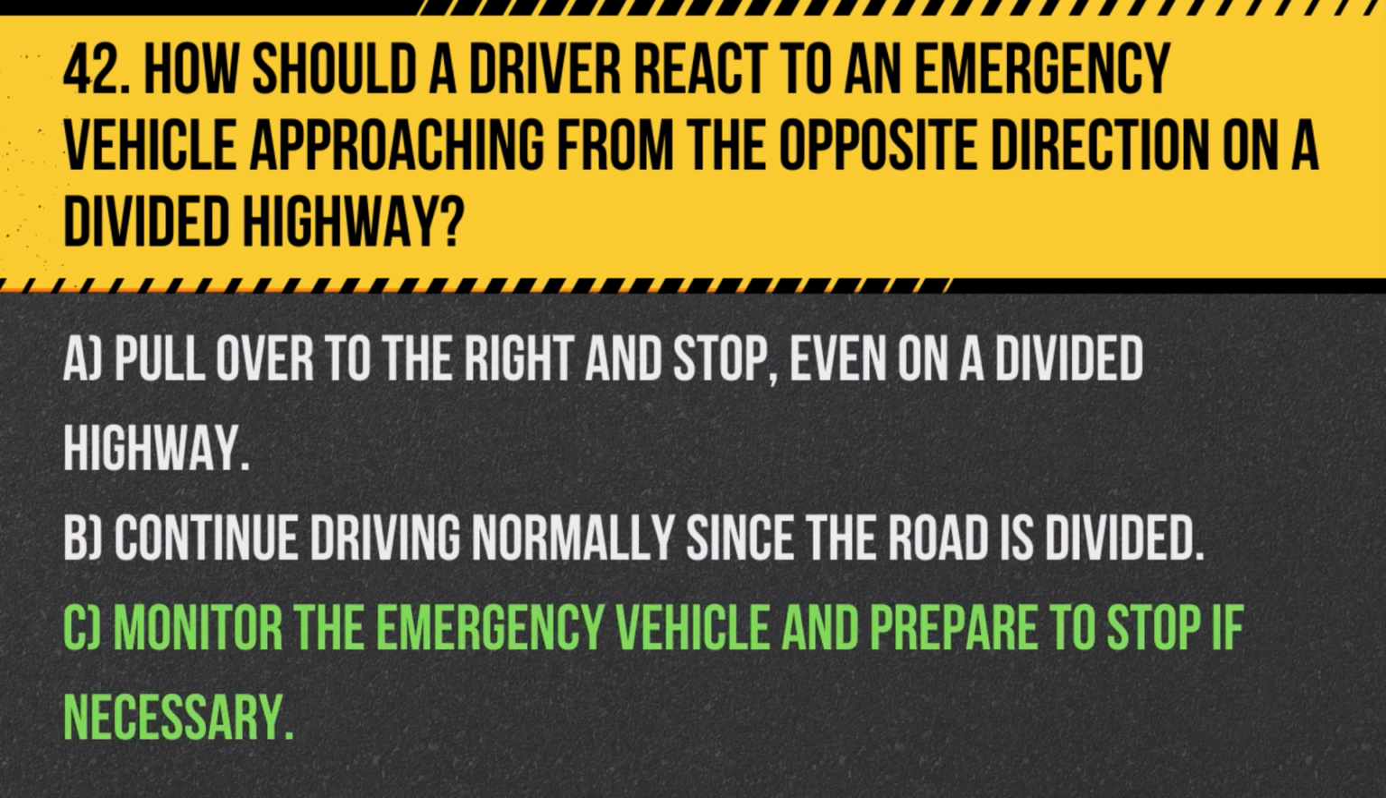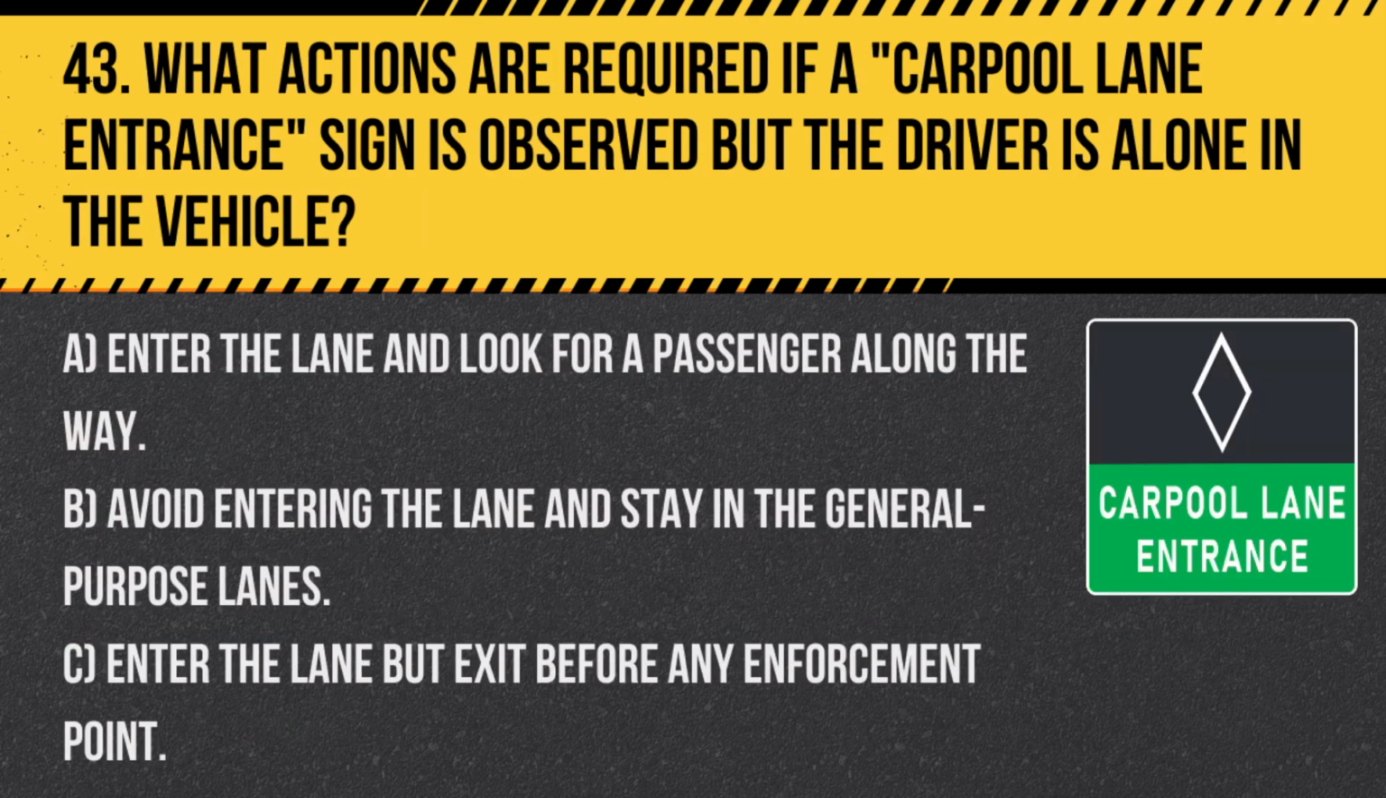Answer: C. Monitor the emergency vehicle and prepare to stop if necessary. Always be prepared to yield, even on a divided highway, if it may help the emergency vehicle pass. Question 43. What actions are required if a carpool lane entrance sign is observed but the driver is alone in the vehicle? A. Enter the lane and look for a passenger along the way. B. Avoid entering the lane and stay in the general purpose lanes. C. Enter the lane but exit before any enforcement point.